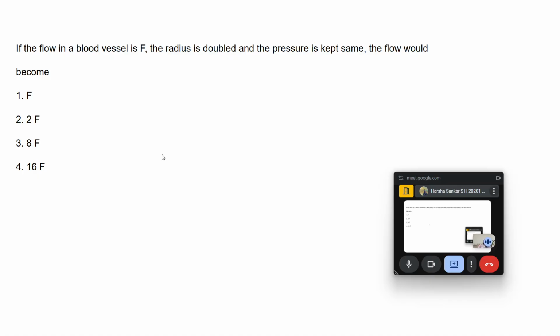If the flow in a blood vessel is F and the radius is doubled and the pressure is kept the same, the flow would become option 1 F, option 2 2F, option 3 8F, option 4 16F. What will be the correct answer? It's basically to check whether you know the relation between flow rate and the radius of the vessel it travels through.